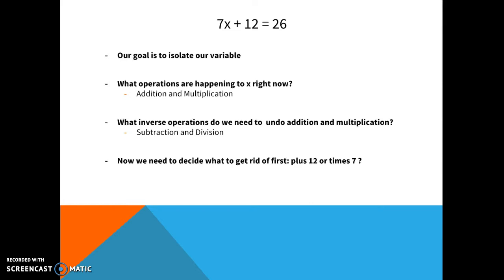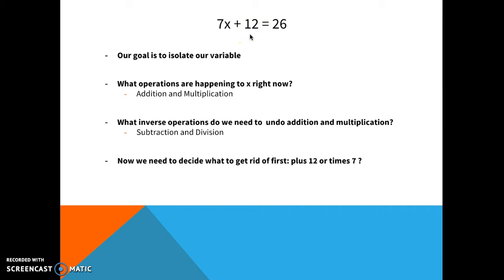The first equation that we're going to start with is 7x plus 12 equals 26. And our goal is to isolate the variable, meaning I want to get x by itself. Right now, if we look at what's happening to x, it's next to a 7, which means it's being multiplied by 7, and there is a plus 12. So the operations that are happening to x right now are addition and multiplication. If we want to undo our addition and multiplication to isolate our variable, we need our inverse operations. The inverse of multiplying is dividing. The inverse of adding 12 will be subtracting 12.